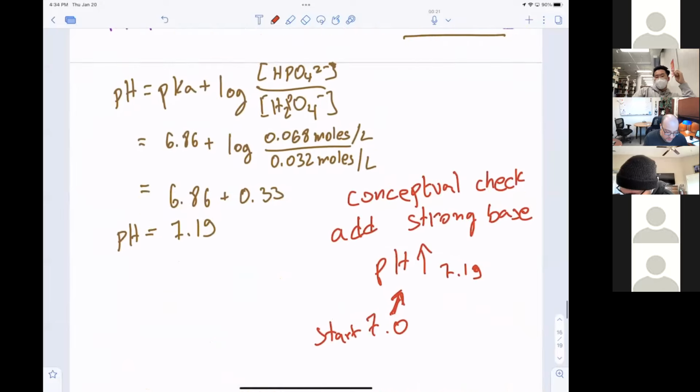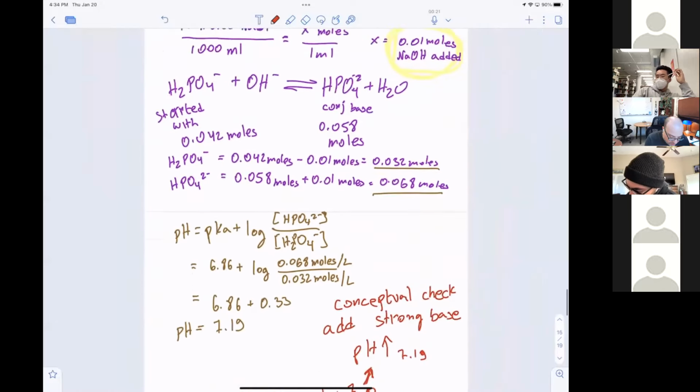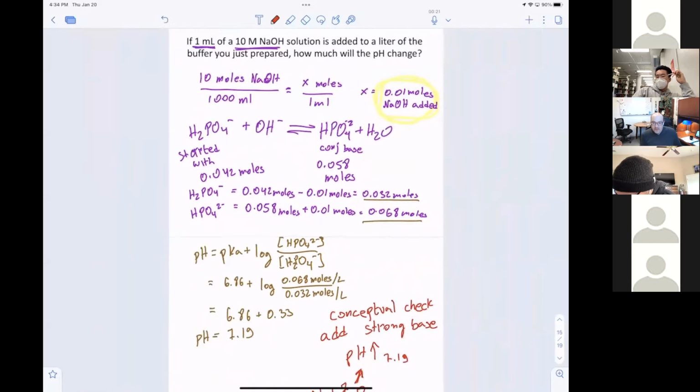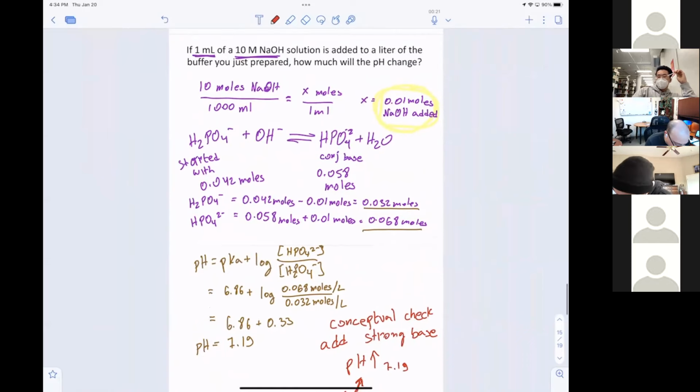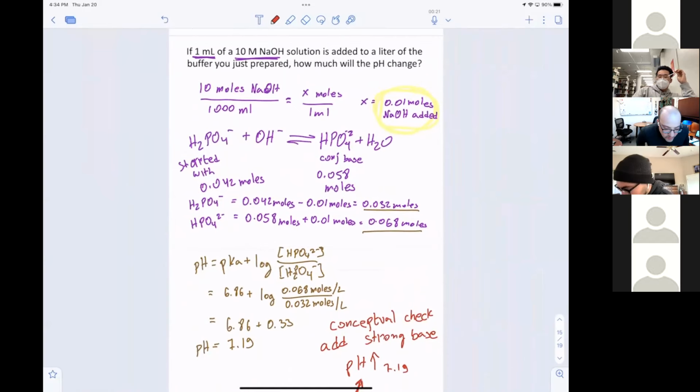But there's something else I want to say about a disagreement here, that I was hoping one of you would catch me on. Is it the per liter, like the concentration? Almost, yes, you're close. What was the solution that I started with? I started with 1 liter, right? But I added 1 mL to 1 liter, and everything I calculated was based on 1 liter. That's actually not true, because I no longer have 1 liter. I have 1 liter plus 1 mL.